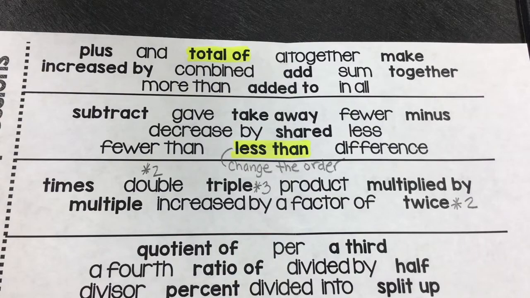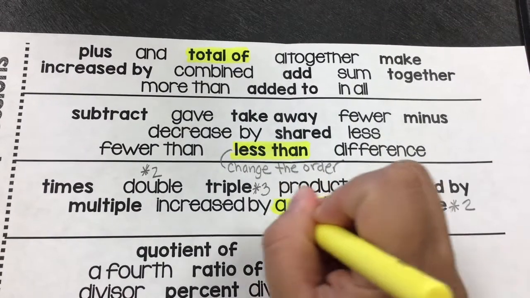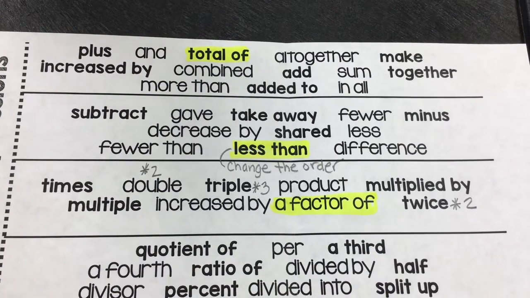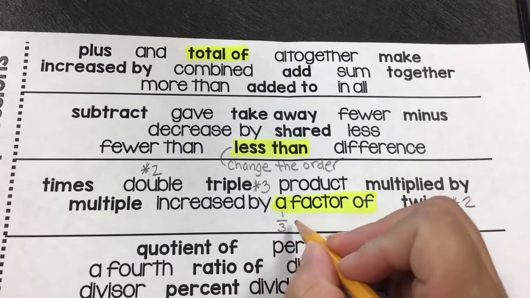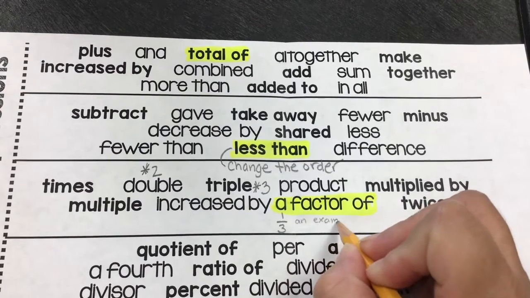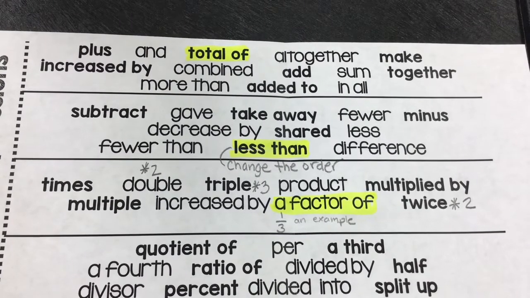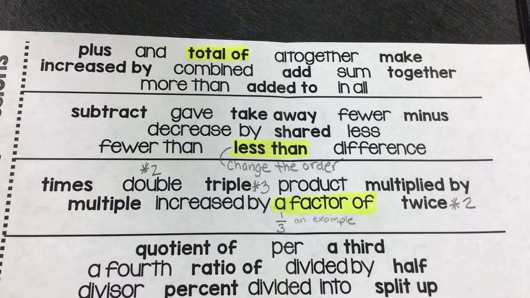The one I want you to highlight is this one, a factor of. The reason that I want you to highlight the factor of is because sometimes the thing you're multiplying can be a fraction. So let's say 1/3. And that's an example. Which is really division, but we can express it as a multiplication.